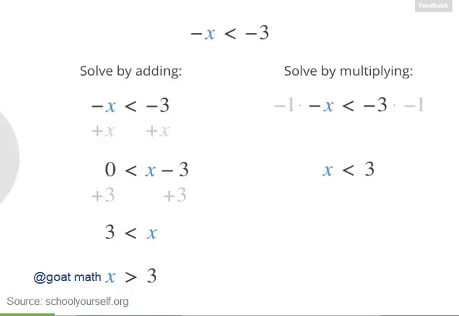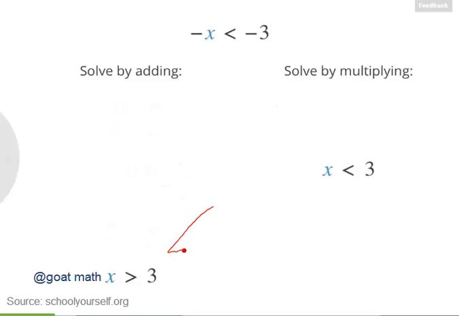Now hold on a second. We solved this inequality 2 different ways and got 2 different answers. Over here, we got x is greater than 3, and over here, we got x is less than 3. These can't both be right, so which one is correct? Well, let's take another look at the original inequality.